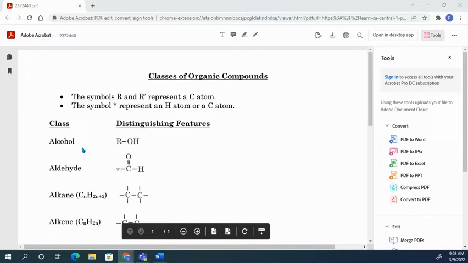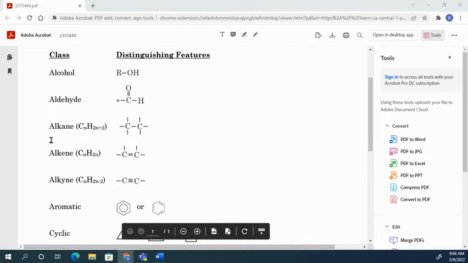So in case of alcohols, you will see R. R means carbon atom. It could be a carbon chain. OH. So the distinguishing feature of alcohol is OH. Aldehyde is C double bond O H. And on the other side, it could be anything. It could be hydrogen or carbon atom.